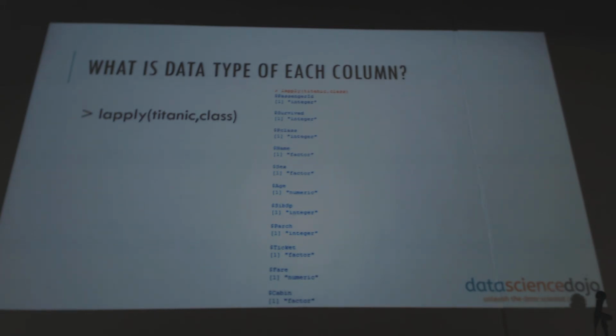try to do it, because it turns out, so lapply Titanic class, it just gives me the class of each column. So passenger ID is an integer, I'm fine with it, but survived is also an integer. Do we really think it's an integer? It was 0 and 1. It's really a label. I mean, we shouldn't call that an integer. But R tries to infer based on whatever data was given to R, and it thinks it's an integer.